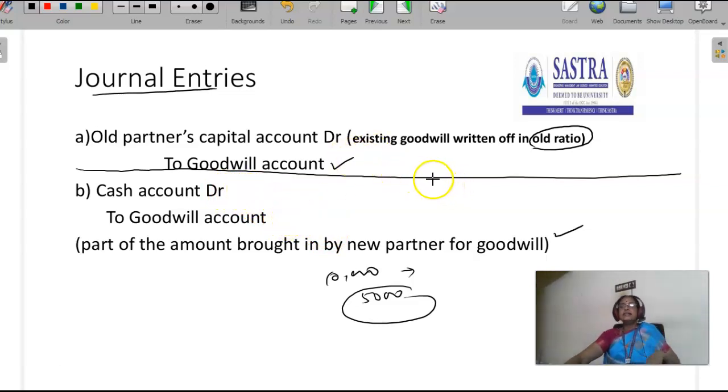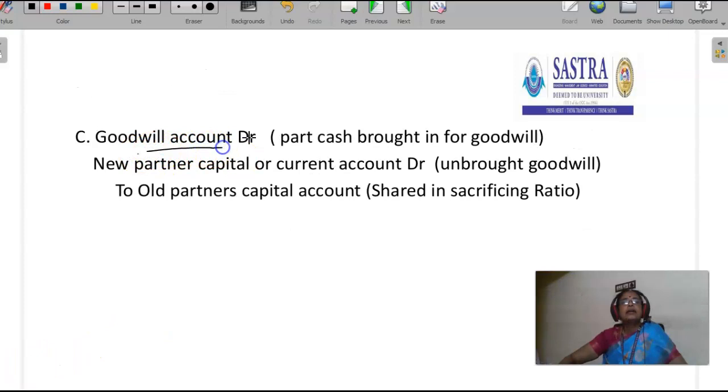First one, if there is any goodwill in the balance sheet, that should be written off. The entry is old partner's capital account debtor to goodwill. Then the amount which is brought by the new partner, maybe part payment, in that case the entry would be cash account debtor. The amount which is brought is debited and credited to goodwill account. The amount which is brought by the new partner for goodwill. Then goodwill account debtor, part cash brought in for goodwill.